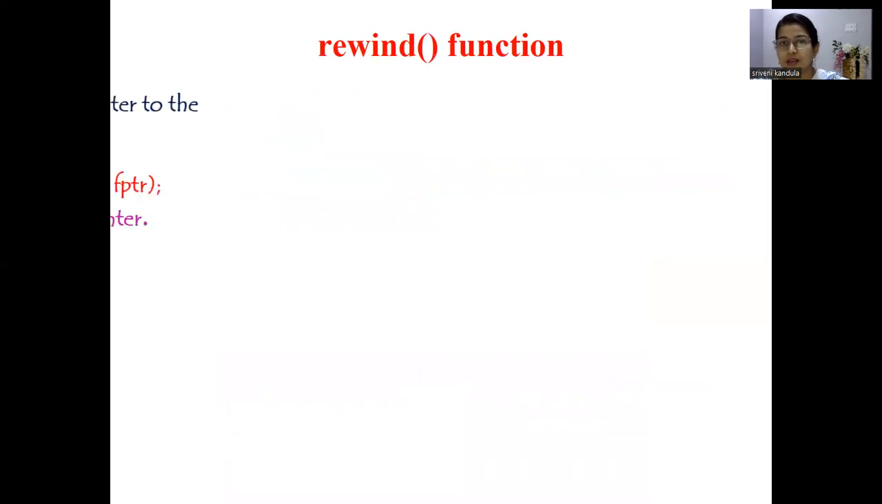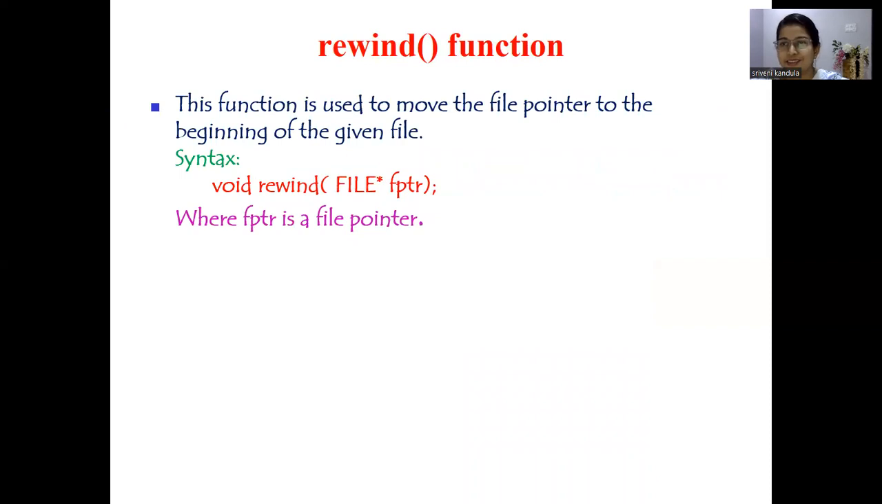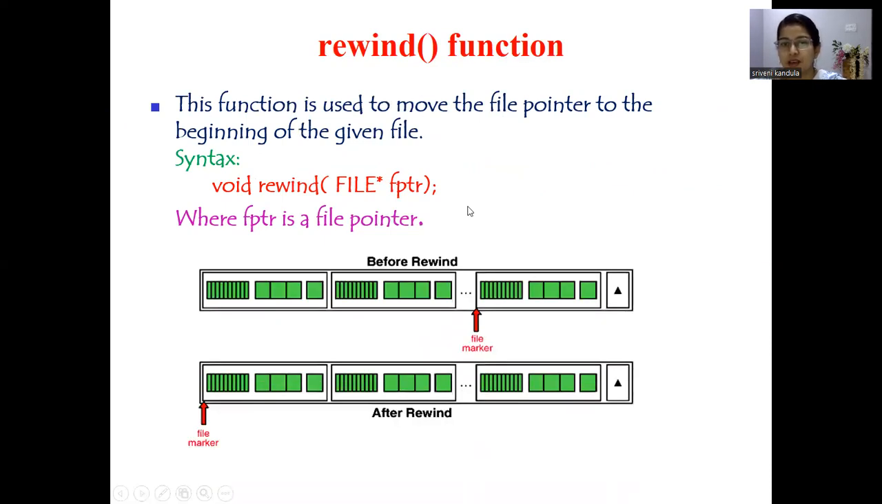Now let's talk about the rewind function. I hope all of you know the usage of rewind. This function is used to move the file pointer to the beginning of the given file. Here you can see the syntax: rewind, file pointer. It always returns a void value. You need not have a return type because it is not returning anything, but it is setting the file pointer. Before rewind, suppose your file marker is here. After rewind, it will be set to the beginning. So here is your file marker. Hope you have followed the syntaxes and the usages of these 3 methods.